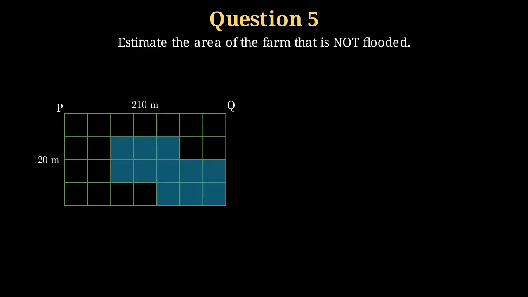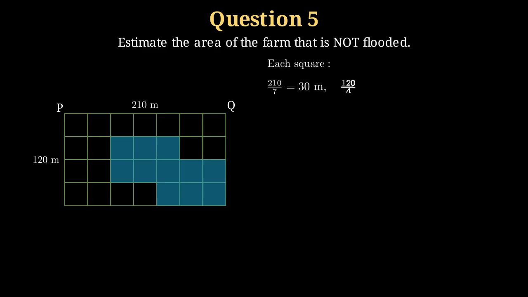Question 5. A rectangular farm, 210 metres by 120 metres, is drawn on a grid of 1 centimetre squares. The dotted part is flooded, and we want to estimate the area that is not flooded. Here is the flooded section, in blue.